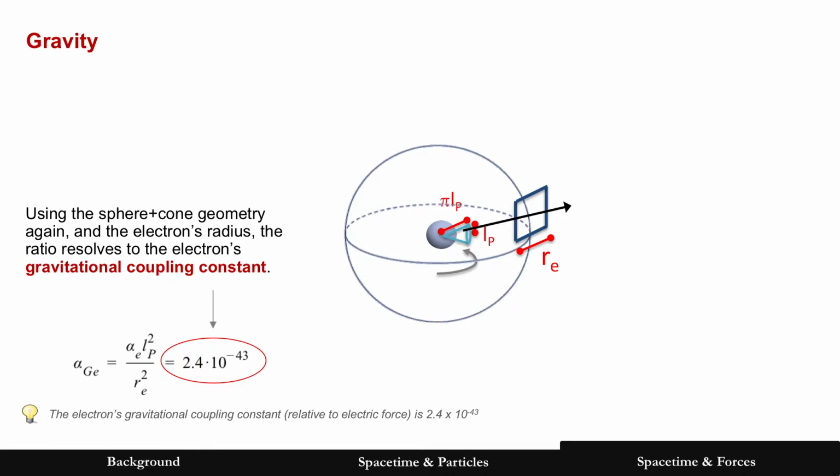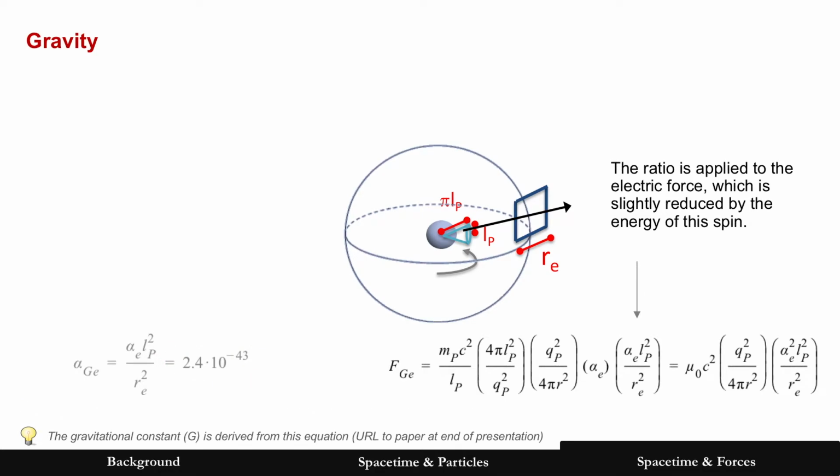But it uses the same sphere plus cone geometry again, but now it just takes something at the Planck level at the core and an electron's radius, since we're going to be doing the electron's gravitational coupling constant. And that's exactly what it is relative to the electric force. So let's apply that now to the electric force equation, since we're talking about a reduction in longitudinal waves. And that's the force of gravity for an electron.